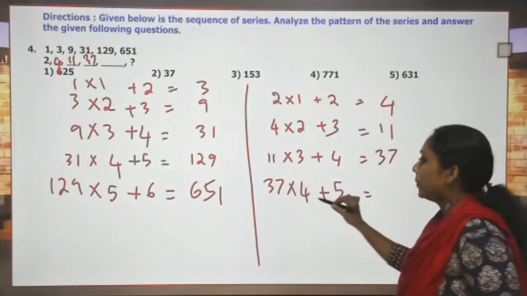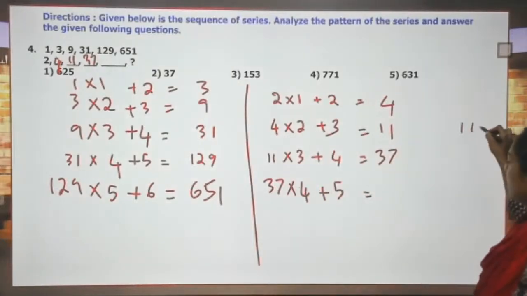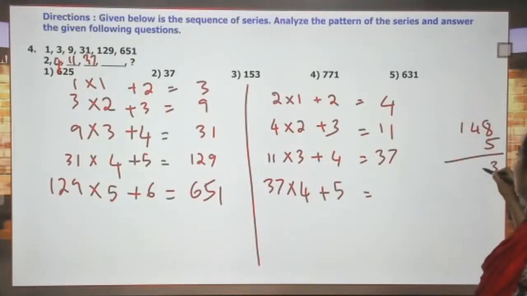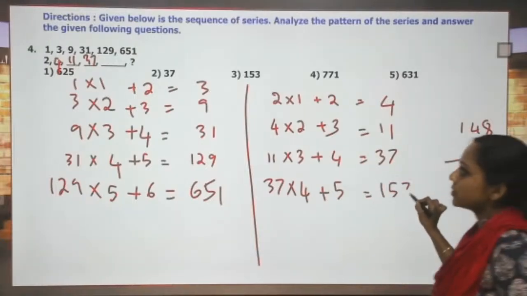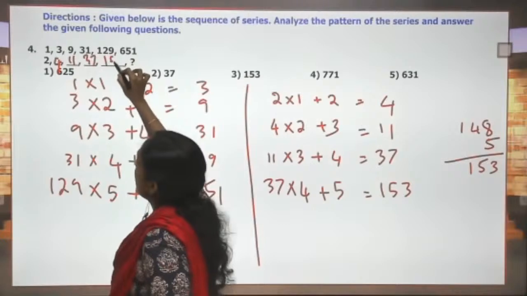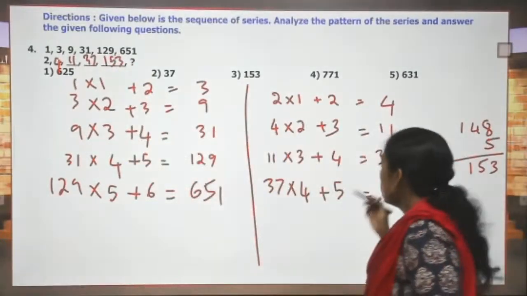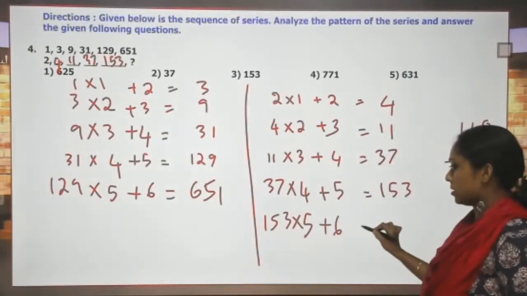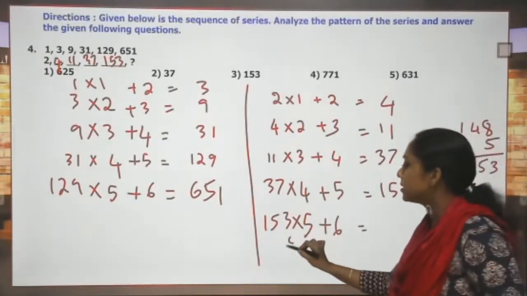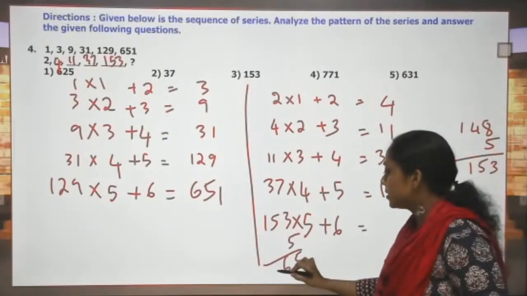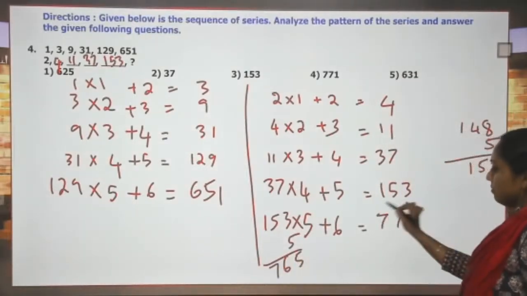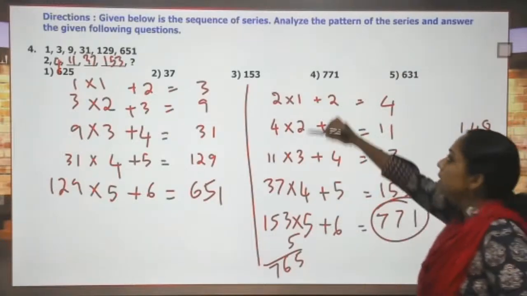Next, 37 into 4 plus 5. So that is 148 plus 5, which is 153. So next term is 153, and the next term will give you the answer, 153 into 5 plus 6. So into 5 means 765 plus 6. So that will be 771. So our answer is 771, option 4.